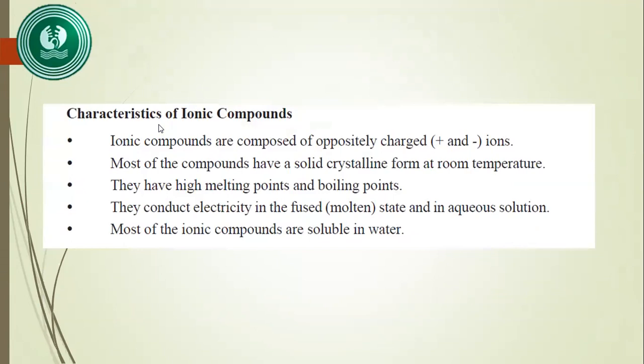Some characteristics of ionic compounds. You know, the ionic compounds have oppositely charged ions, that is positive and negative ions. Most of the compounds are in a solid crystalline form at room temperature. You know why that is? Between the oppositely charged ions, there is a strong electrostatic force. Due to that electrostatic force, these compounds are very tightly packed, so they are mostly in a solid crystalline form at room temperature.